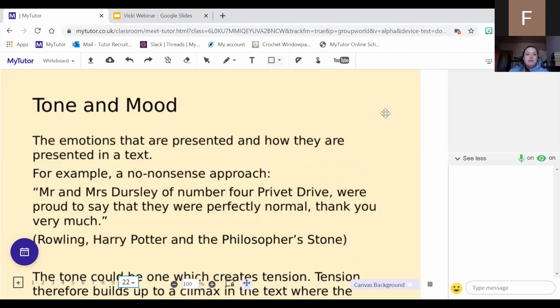Tone and mood. So this is where we sort of get a particular emotion. So for this one, I've chosen Mr. and Mrs. Dursley of number 4 Privet Drive were proud to say they were perfectly normal, thank you very much. So very no-nonsense approach. That's telling us also a little bit about Mr. and Mrs. Dursley and what we can expect from them as characters. And then tone, so we could talk about tension there. Why are we building to a climax in the text, and where is that going to take us?